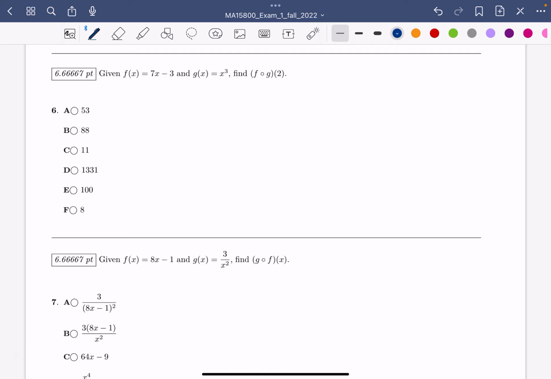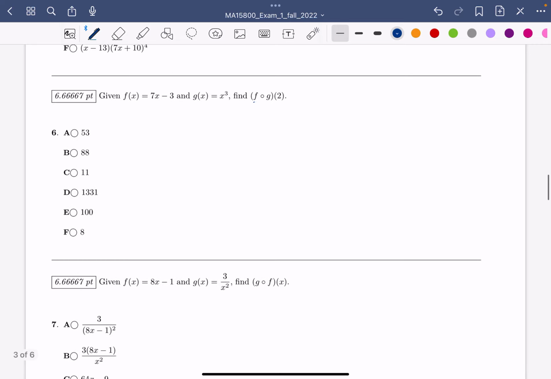6. Given f of x equals 7x minus 3 and g of x equals x cubed, find f of g of 2. So this is like a composite function. So this means f of g. So what I like to do is use f of g of x. So I like to rewrite it like this to remind myself of what it looks like. Now, that means we need to plug this x cubed in for x in this f of x function. So let's go ahead and do that.